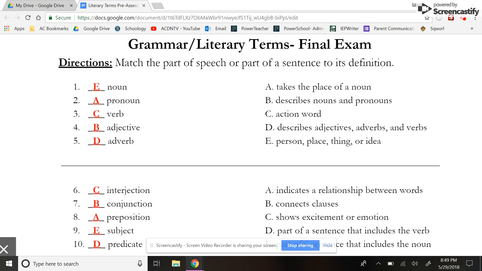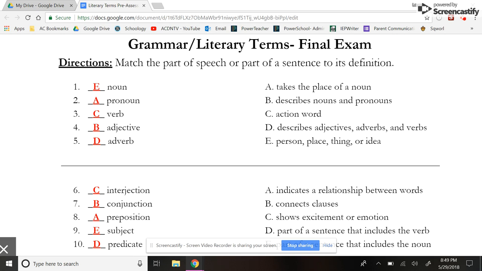For number 1, noun is a person, place, thing, or idea. Noun is one of the basic parts of speech that we learned at the beginning of the school year. And if you remember any of your Schoolhouse Rock videos, this is super helpful for you when you're studying.